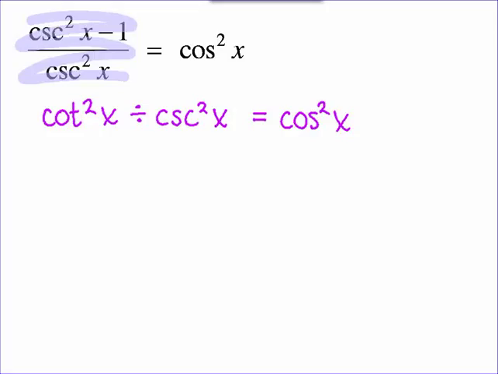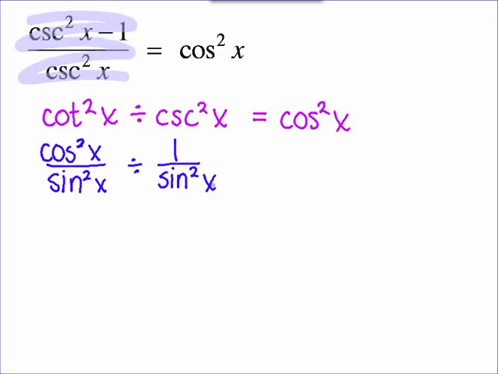So cotangent is cosine squared over sine squared. I'm going to divide that by cosecant squared. Cosecant squared is 1 over sine squared. Notice each step I'm always putting the equals cosine squared. Yes, you need to do that. What you're seeing up here is exactly what you should be writing down. This is the actual proof itself.